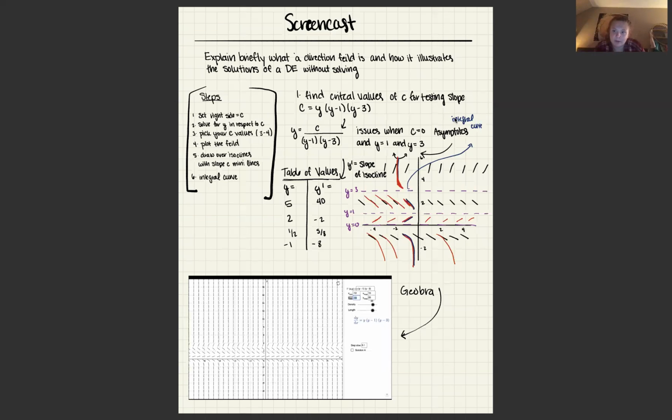Okay, so this is Screencast 3, and let's just get into it because this is a quick video. This is more conceptual than solving. So basically, the first thing I'm going to do is explain what a direction field is. This will make a little more sense as to why this is useful.